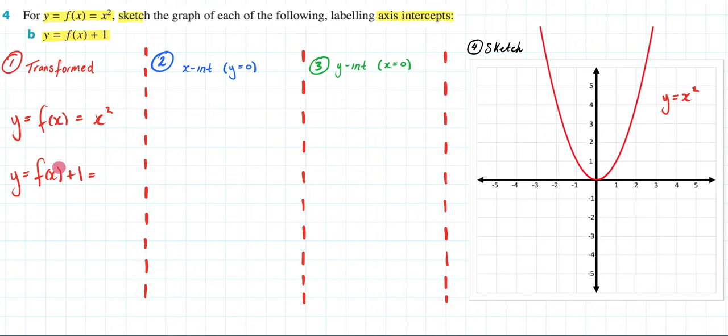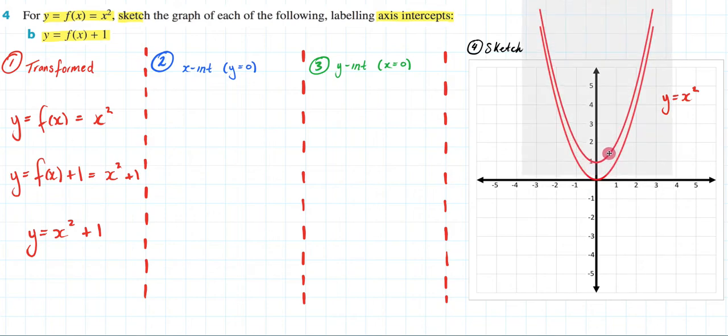So that means, well, what is f of x? We know that f of x equals x squared, and then we're going to be plussing 1 to it. So we're trying to sketch y equals x squared plus 1. Now, what does this plus 1 do? Well, this plus 1 is going to shift my graph 1 up, so 1 unit up in the positive y direction. So it's going to look like this. I could just come here now and write plus 1 here.